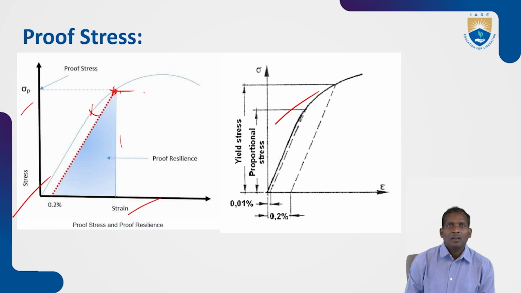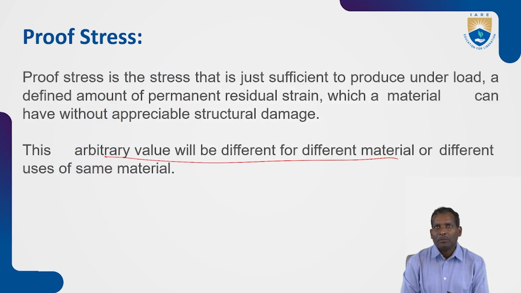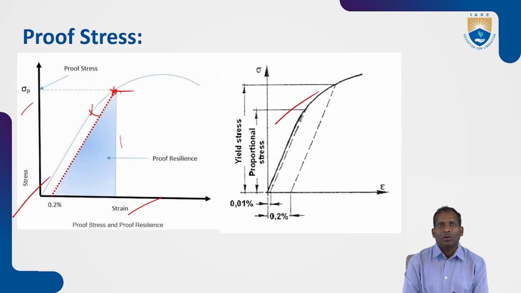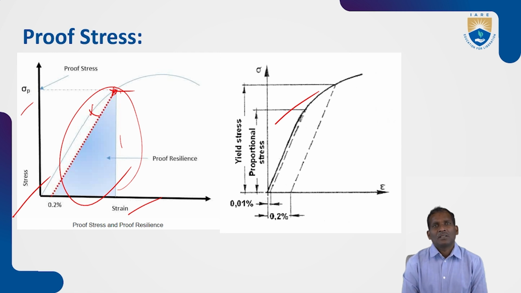Clear? So what is the percentage here? Yield stress 0.01, and then here, see, from strain 0.2% strain. So in this, the amount of permanent residual strain produced under load, the strain that will occur inside that residual, that is called as proof resilience.